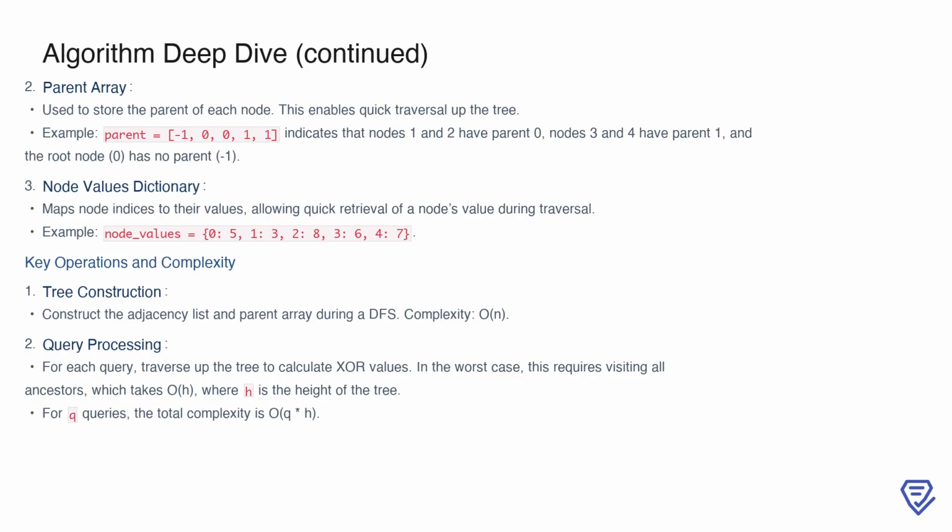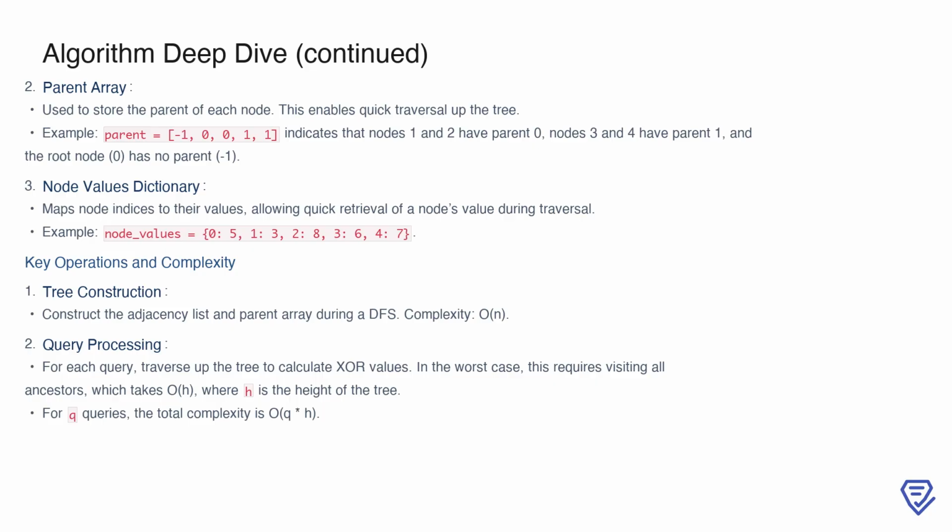Together with the parent array, we also use a dictionary to map node indices to their values. This ensures that we can quickly retrieve a node's value during traversal. For example, node_values equals 0, 5, 1, 3, 2, 8, 3, 6, 4, 7 means that node 0 has a value of 5, node 1 has a value of 3, and so on. With these data structures in place, we can focus on two main operations: constructing the tree and processing the queries.